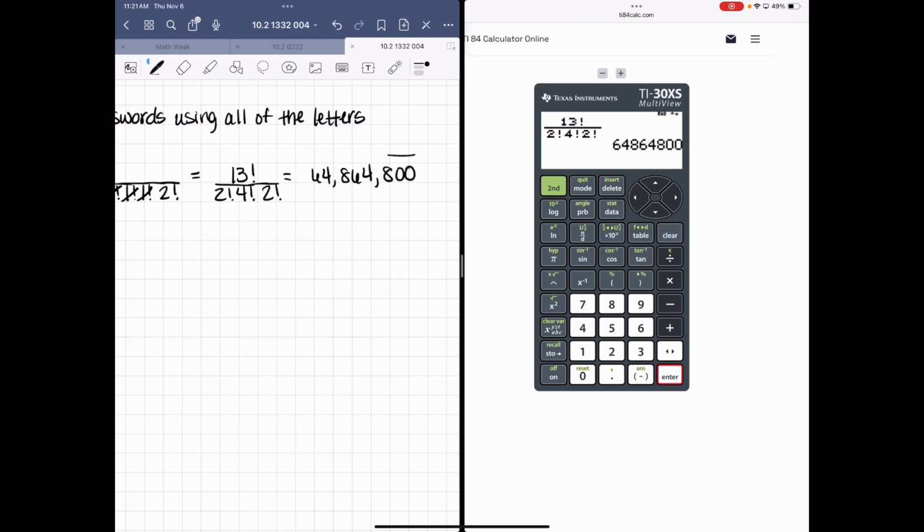64,864,800 different passwords possible if I use all the letters in the word Massachusetts. Okay? Taking all the letters. Okay.